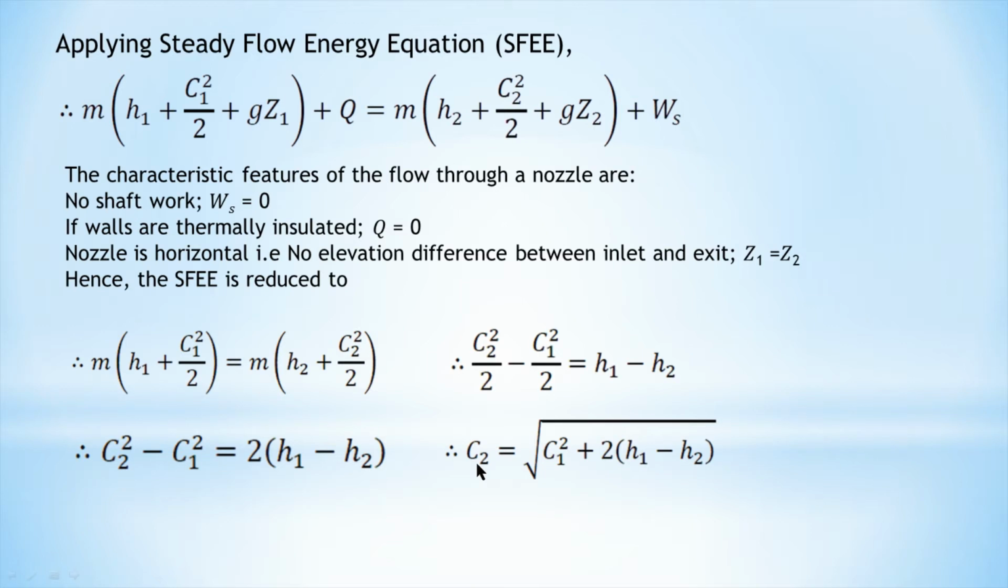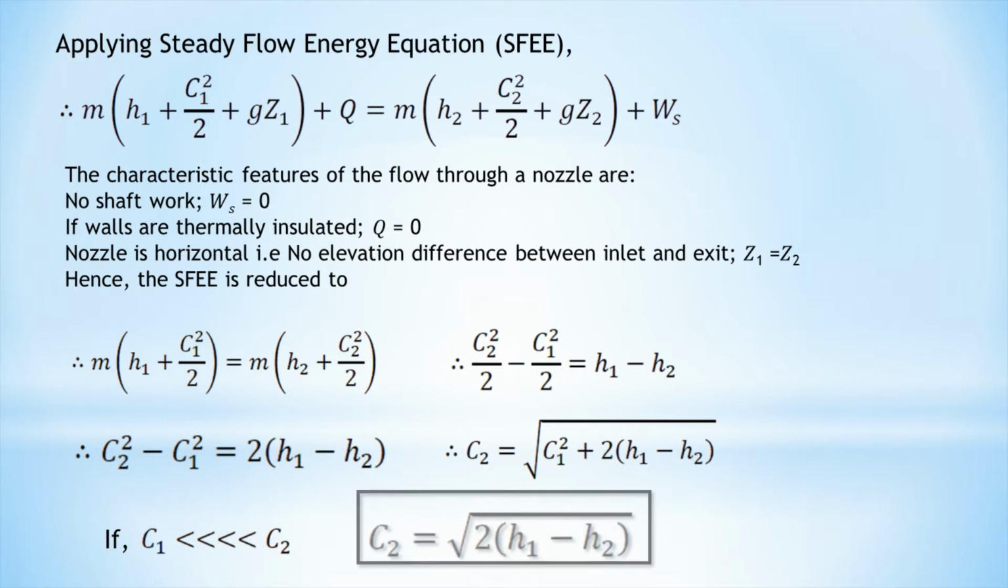Now we take the square root on both sides, and the minus C1 square is shifted to the right-hand side. So C2 equal to under root of C1 square plus 2 in bracket H1 minus H2. If the inlet velocity is very low compared to the outlet velocity, we neglect C1. So C2 equal to under root of 2 in bracket H1 minus H2. This is the equation of outlet velocity. This is the simplified form of the equation for a nozzle.